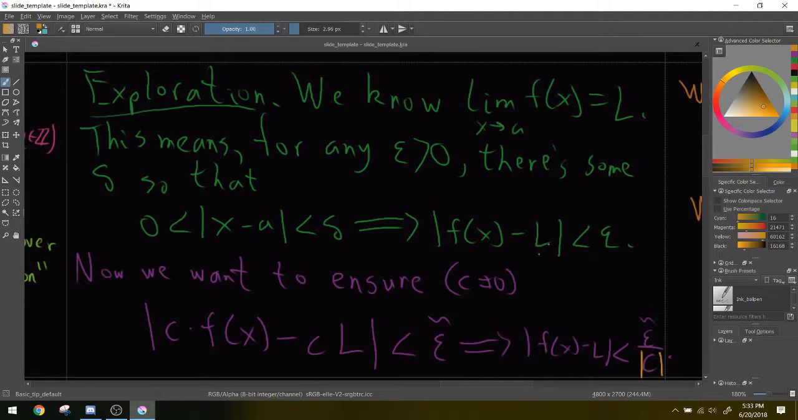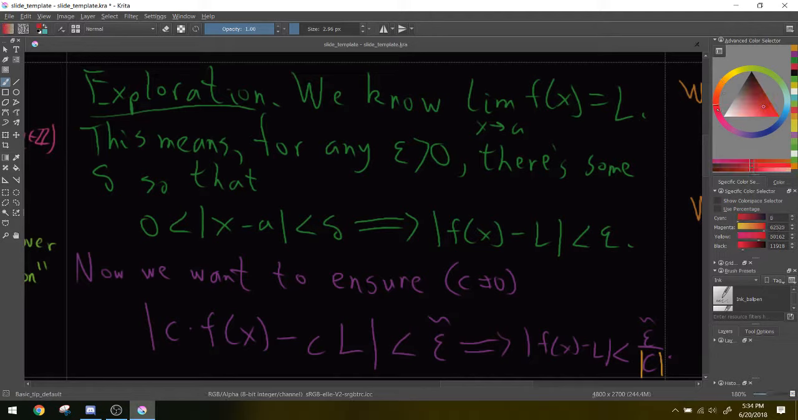But okay, so you agree then, if you believe me about that, that we can divide by the absolute value of c on both sides. On the left, it moves inside and cancels the c's, so we're left with f of x minus L. On the right, we have epsilon tilde over c. Do you agree that's true, assuming that you believe what I just told you? Yes. Okay, good.